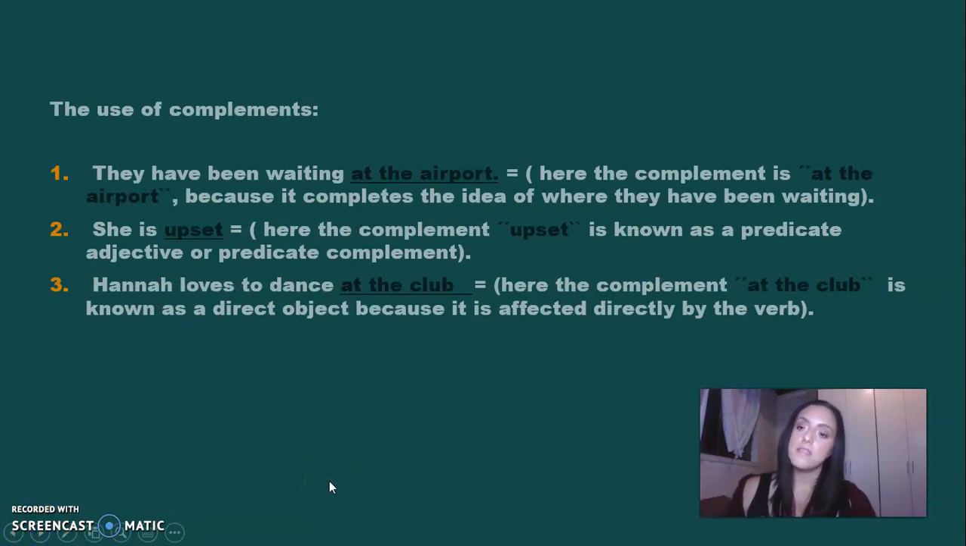Now, the use of complements. "They have been waiting at the airport." Here the complement is "at the airport" because it completes the idea of where they have been waiting. Second, "She is upset." Here the complement "upset" is known as a predicate adjective or predicate complement because it gives information about how she feels. "Hannah loves to dance at the club." Here the complement "at the club" is known as a direct object because it is affected directly by the verb.